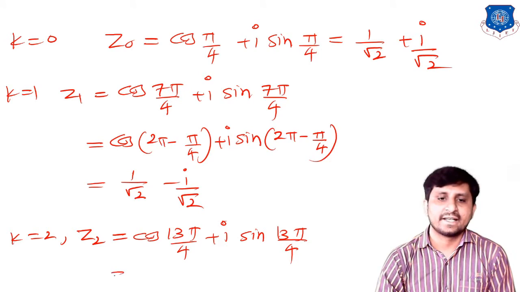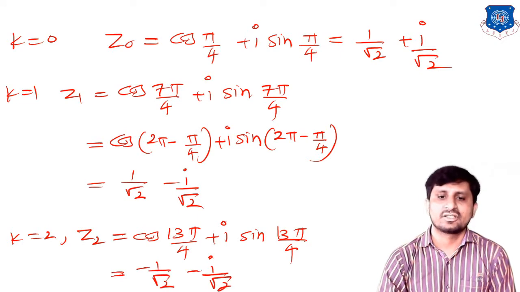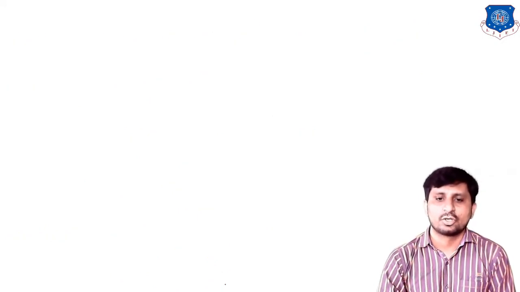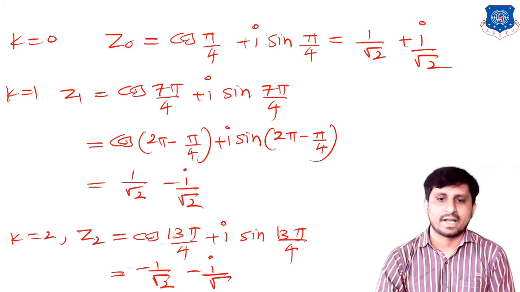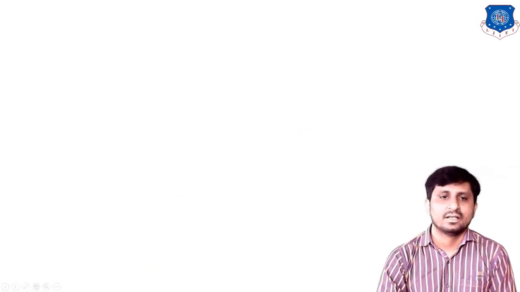So can I write directly? This is exactly minus 1 by root 2 minus I by root 2. Okay, please all the students simplify this term, cos 13 pi by 4 plus I sin 13 pi by 4. I hope you can understand.